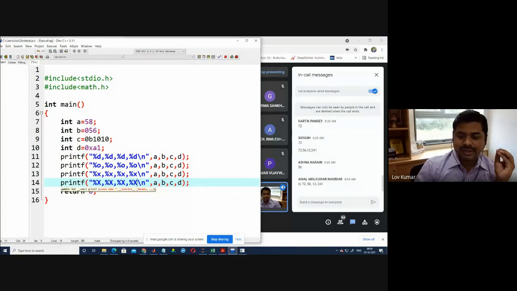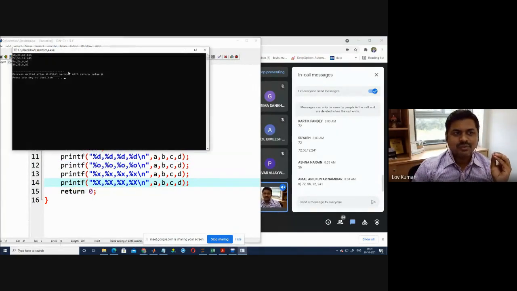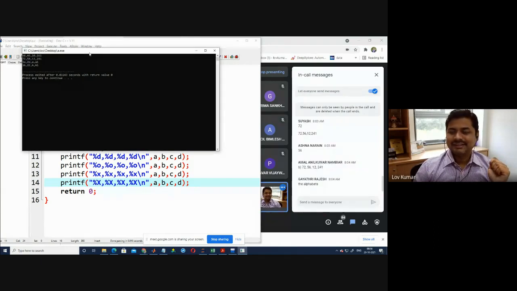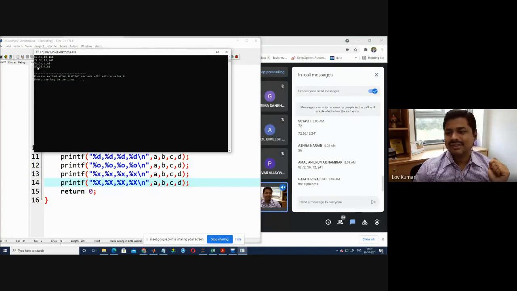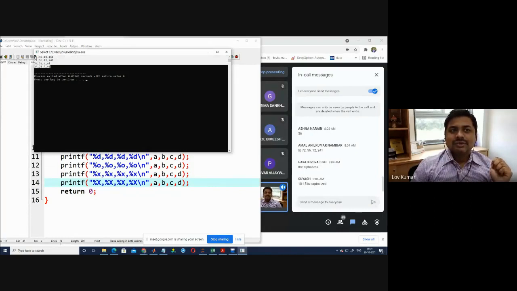If you write capital X, now you can see what changes you get here. Now, can you tell me what is the difference between a small x and a capital X? Anyone? If you write %x with a small x and %X with a capital X, what is the difference? So here it is coming in small letters, here it is coming in capital letters. Okay, clear?